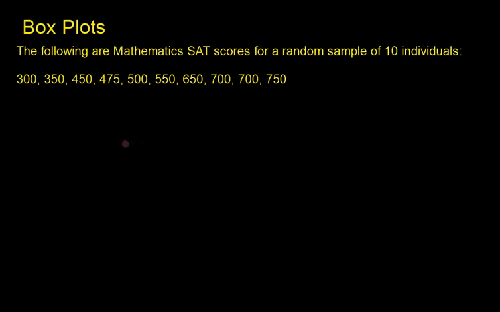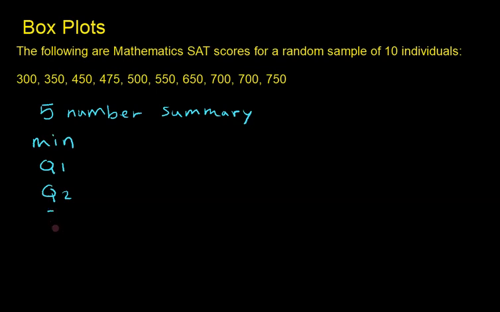Box plots are a way to graphically represent this thing that we call the 5-number summary. So first, let me go ahead and write down what a 5-number summary is. All right. So what is a 5-number summary? It's the min, the first quartile, the second quartile, the third quartile, and the max. This 5-number summary is what we will use to make our box plot. So a box plot is a graphical way to represent this 5-number summary.